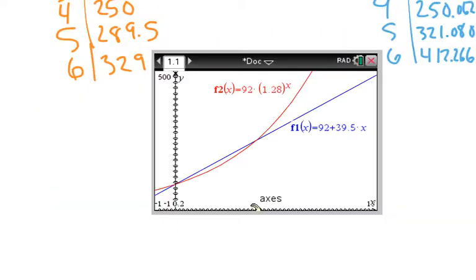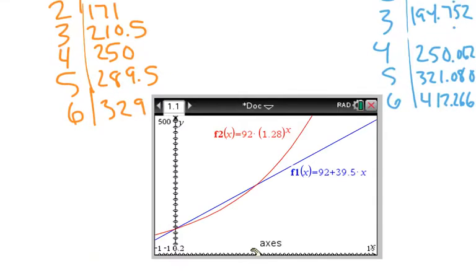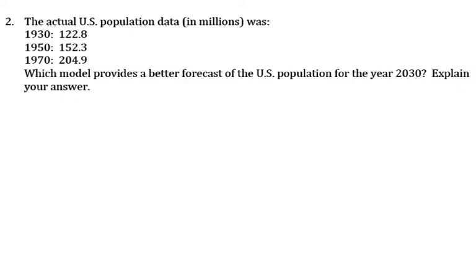So I took those equations and I graphed them. It would look something like this, and we'd have those points on there. We've got the linear in blue and the exponential in red. So that's our two models. Now let's take a look at this. This tells us what the actual population was in those years. So which model provided a better forecast?